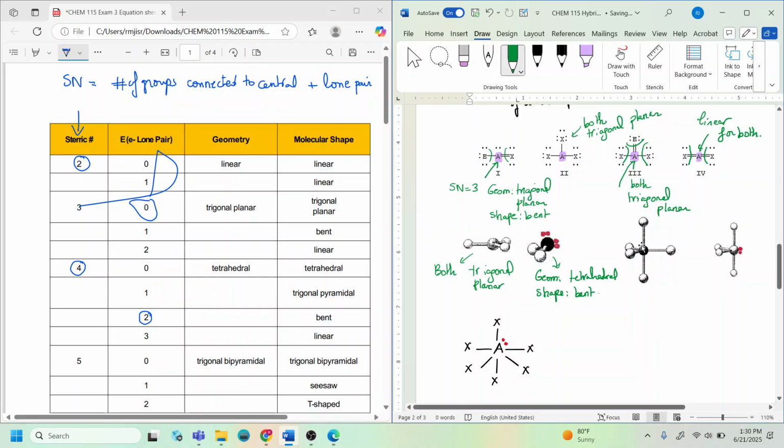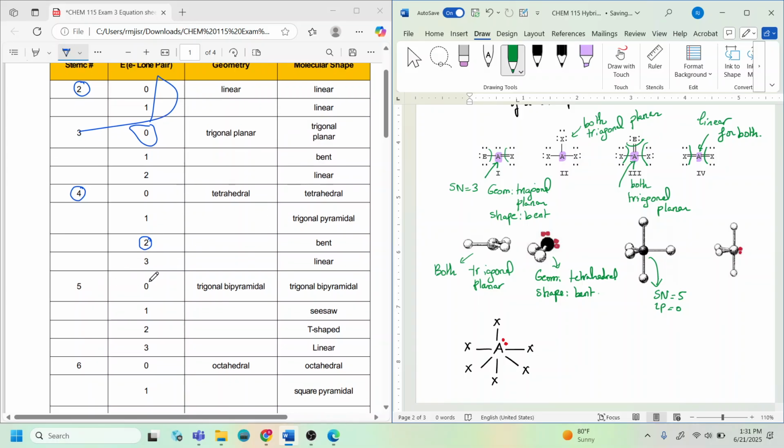Let's have another example. This one has 1, 2, 3, 4, 5 groups around it. So the steric number for this central atom is 5, and the lone pair is equal to 0. So I go over here and say, okay, steric number 5, lone pair 0. Then the geometry is trigonal bipyramidal, and the shape is the same, trigonal bipyramidal. Why? Because I have no lone pair on the central atom.